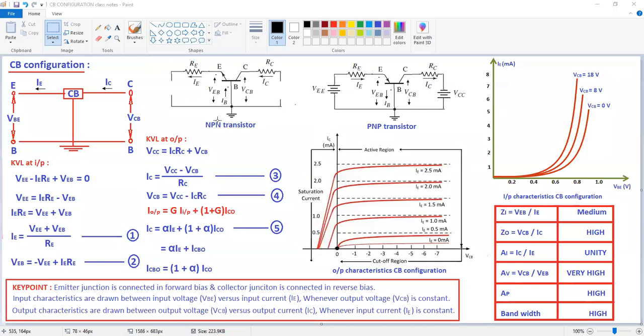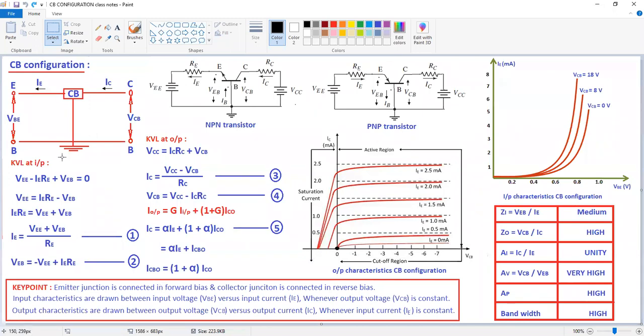Now I am going to connect the input supply voltage and output supply voltage. Now this VCC is called your output supply voltage, and here VEE is called your input supply voltage. VEB is the voltage across emitter and base on the input side, whereas VCB is the collector to base voltage. Here the supply voltages are different from the voltages across the transistor. Now this is related to NPN and this diagram is related to PNP transistor.